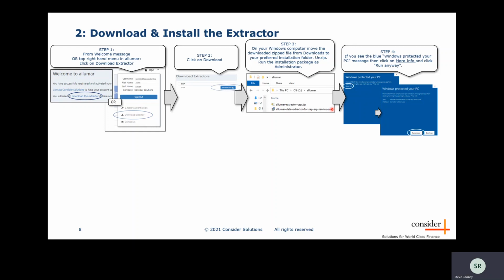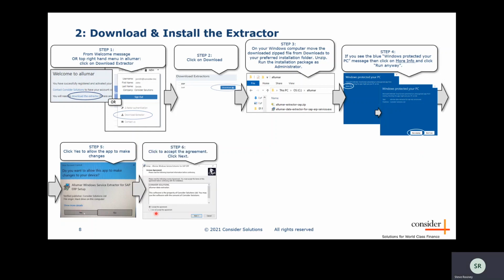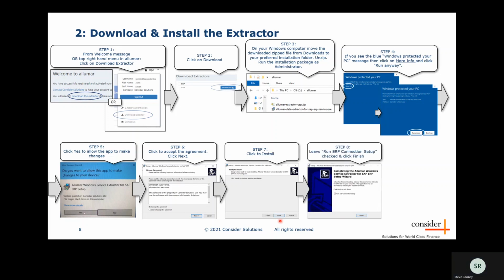If you see the blue Windows protected your PC message, then click on more info, and Consider Solutions will be confirmed as the publisher. Click on run anyway. Click on yes to allow the app to make changes to your computer. Click to accept the agreement. Click on next and click to go ahead with the install. When the install completes, it will offer you the option to run the ERP connection setup. So keep that checked and click on finish.